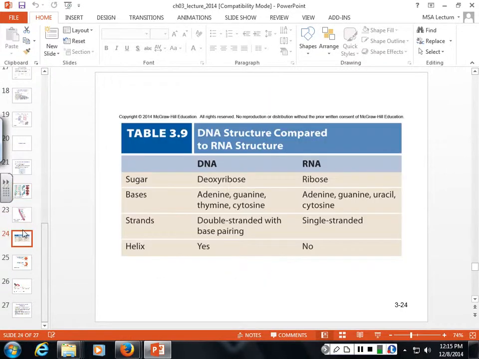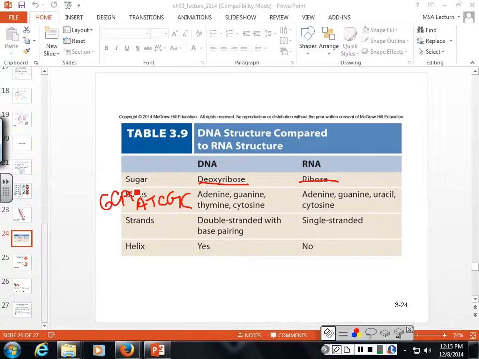So you should look at a comparison, and the book does a great job of showing you the difference between RNA and DNA. So when you look at these, what's the difference? Well, the sugar for DNA is deoxyribose. For RNA, it's ribose. The bases for DNA are A, T, C, and G. Some people like to say G-cat because they can remember that. I don't care how you remember the bases. And then for RNA, it's A, G, U, C.